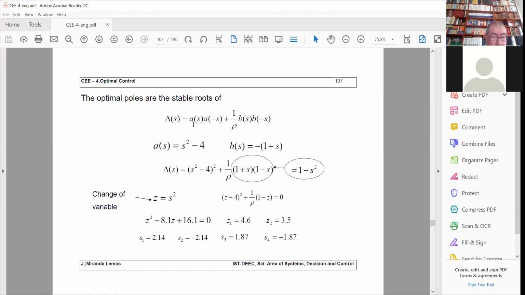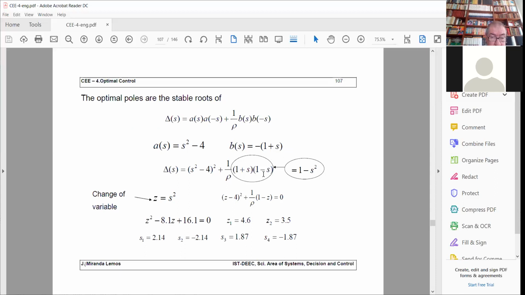The delta, remember, is A(s)A(-s) plus 1 over rho times B(s)B(-s). With A(s) equal to s squared minus 4 in this example, and B(s) equal to minus 1 plus s, your delta(s) becomes this polynomial. Now, this is a quartic polynomial. So if you equate it to zero, you probably don't know how to solve it, but it's simple because you can observe that (1 plus s)(1 minus s) is nothing more than 1 minus s squared.